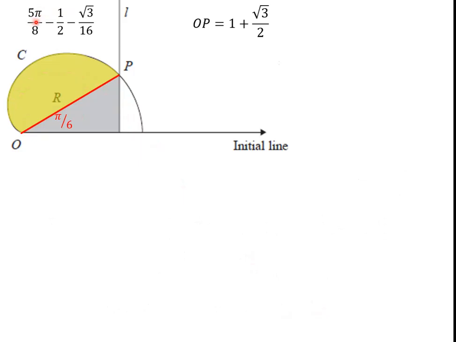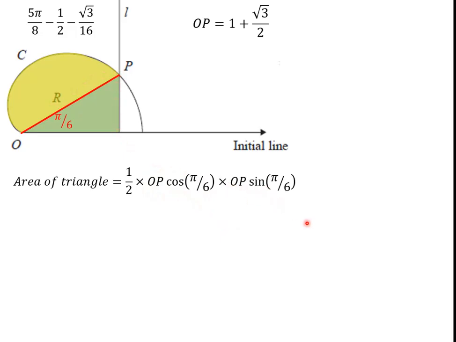I also need this area, which is a right angle triangle. Now to get it, the area of the triangle is half the base times the height. The base is the x value, which is r cos theta, so it's OP times the cos of pi over 6, the adjacent side of a right angle triangle. So the hypotenuse times the cos of the angle, and then I need the height as well, which is the y value, so OP times the sine of pi over 6.